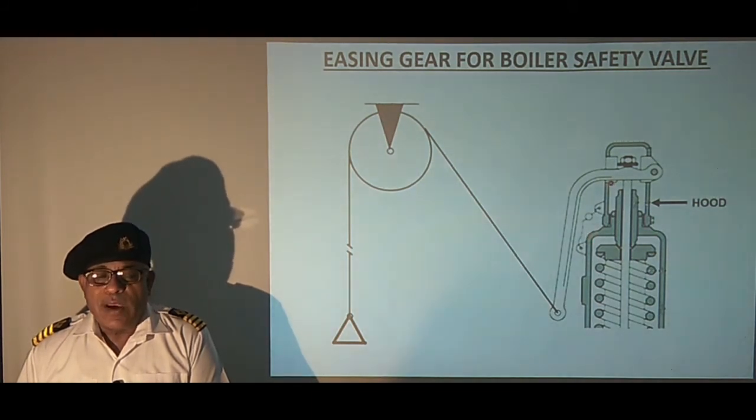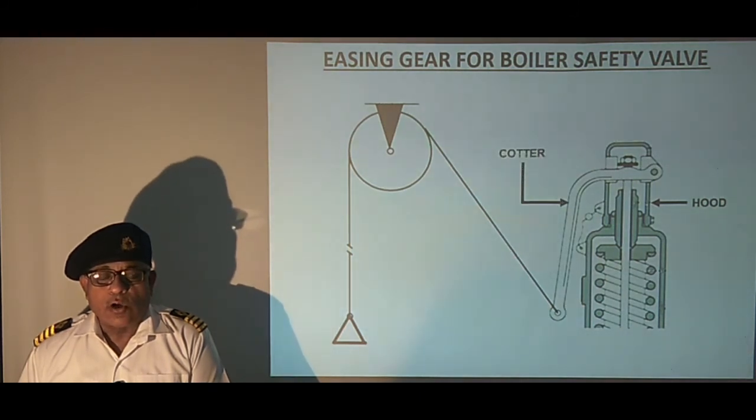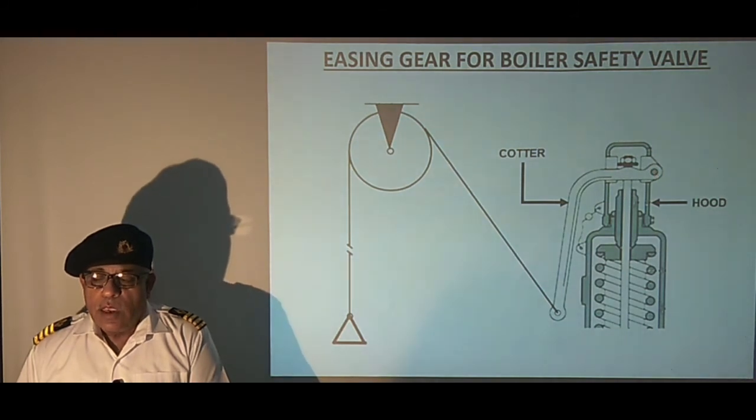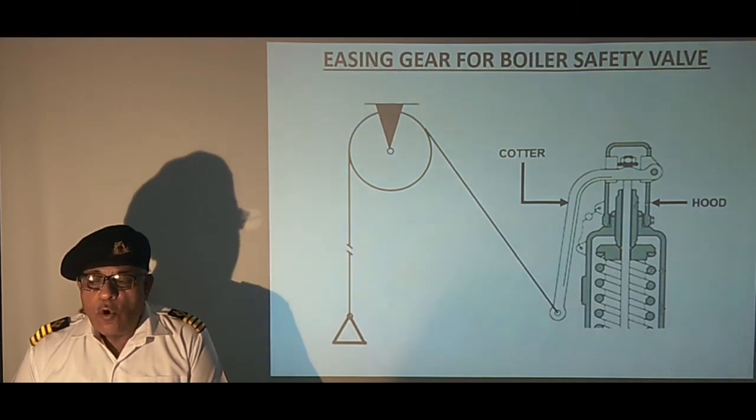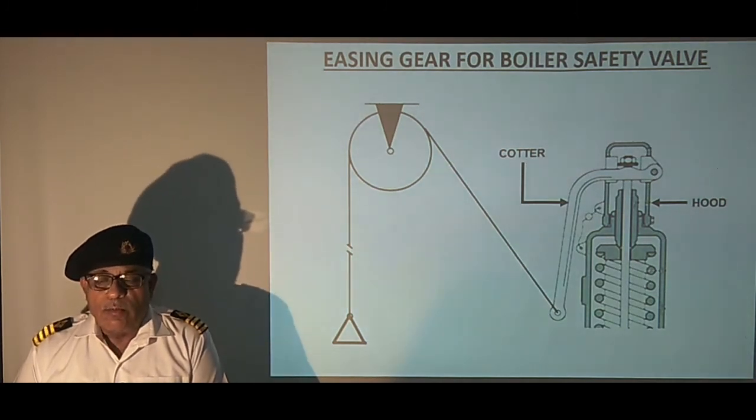And it is provided a slot through which this cotter can be fitted, which is used for operation of the easing gear. So now you can see the cotter which is inserted which has got a fork type arrangement and it is secured by a pin. A quarter is passed through the slot provided in the hood. Forked end of the quarter is secured to the hood by a pin.